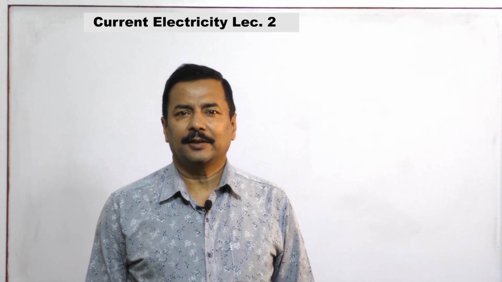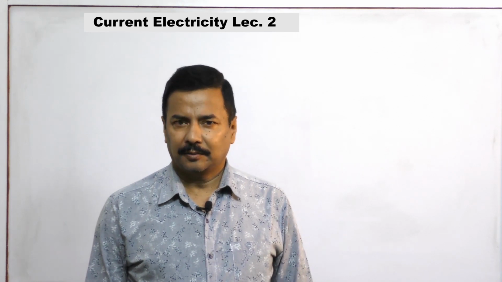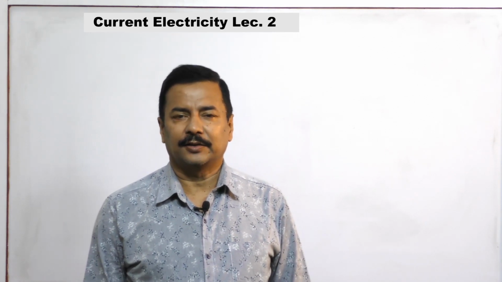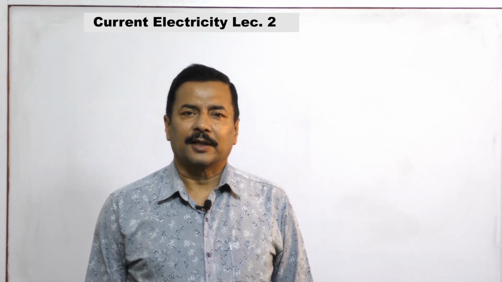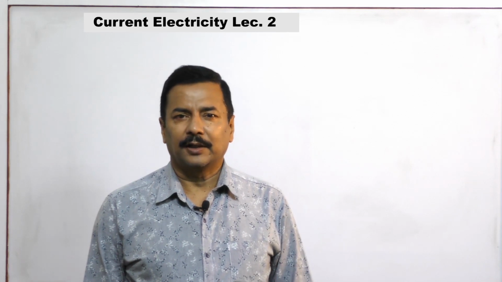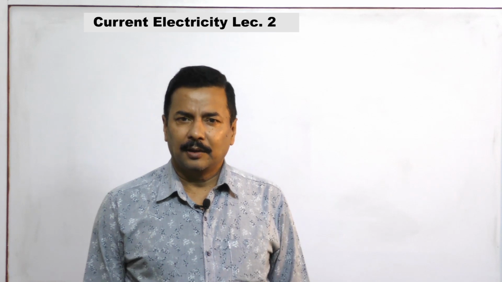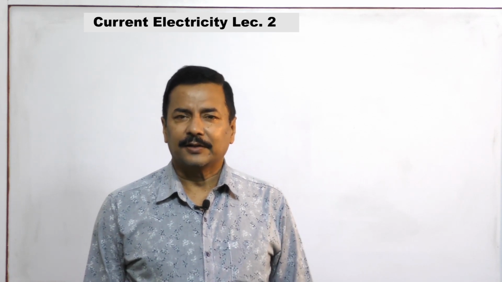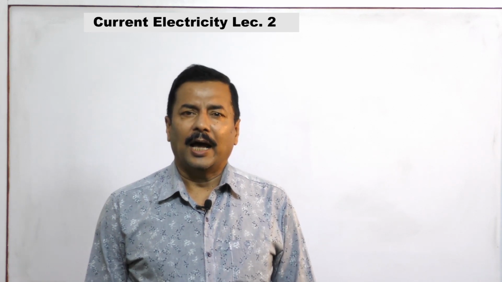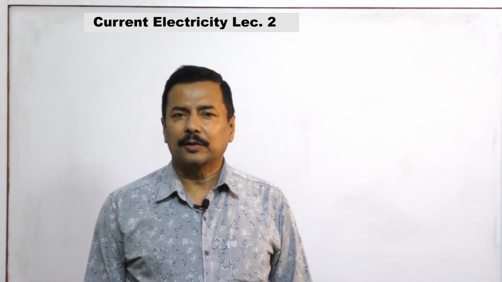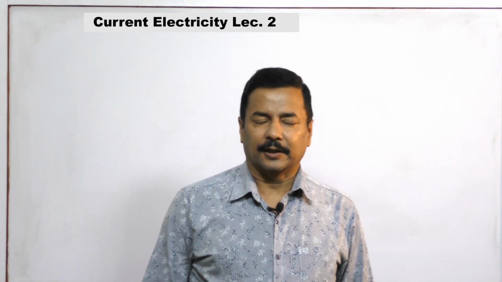Today I will be discussing the continued lecture of our previous discussion, that is current electricity. So today will be the second lecture of current electricity and we will be discussing the series and parallel combination of the resistors. We have already discussed the temperature effect on the resistance and resistivity, in semiconductors also, in conductors also, and in certain alloys also. Now today we will understand series and parallel combination of resistors.